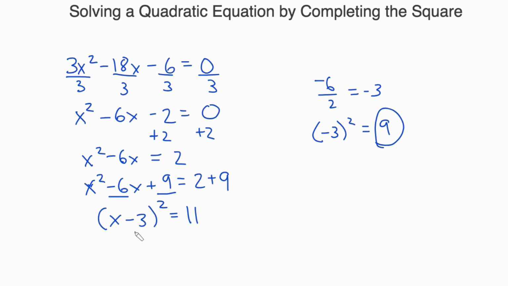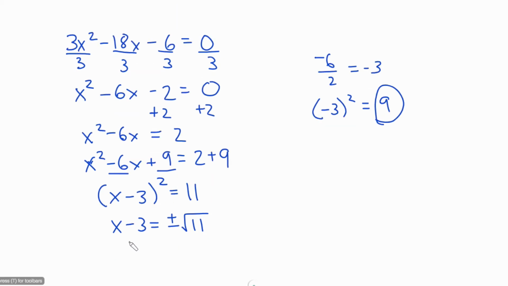Awesome. So our next step, we're trying to get x by itself. We'll take the square root of both sides. We'll get x minus 3 equals plus or minus the square root of 11. Always remembering to take the positive and negative value of the square root. And our last step is to add 3 to both sides. And we'll get x equals 3 plus or minus the square root of 11. So we have two values there, 3 plus square root of 11 and 3 minus the square root of 11.